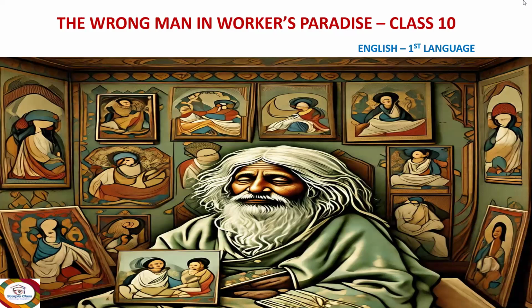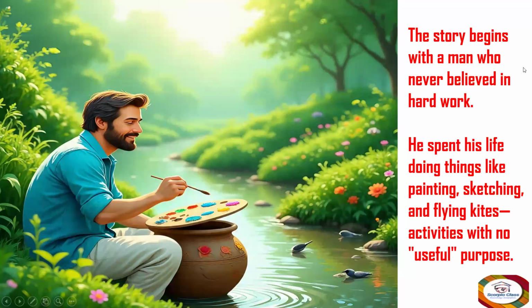So let's get started. The chapter here is written by Rabindranath Tagore. And the story begins with a man who never believed in working hard. He spent his life doing things like painting, sketching, and flying kites, activities with no useful purpose. So, a man who did not believe in any hard work but just spent his time doing things like painting, sketching, and flying kites without any useful purpose.